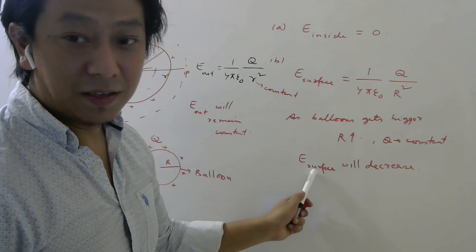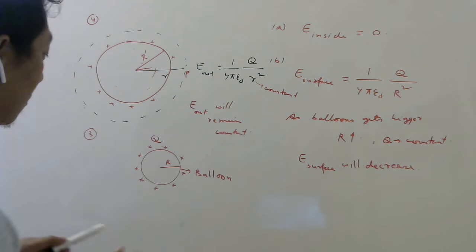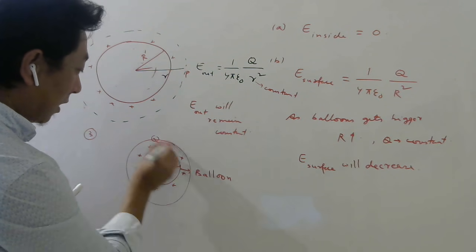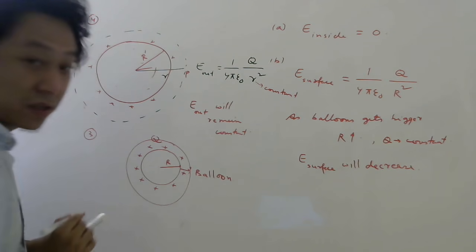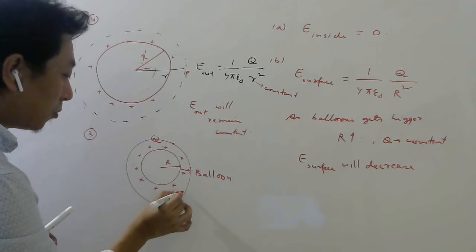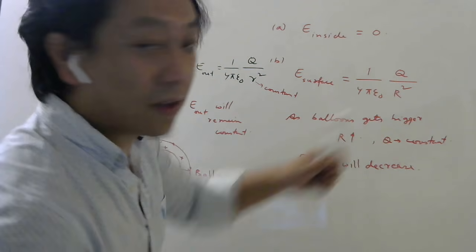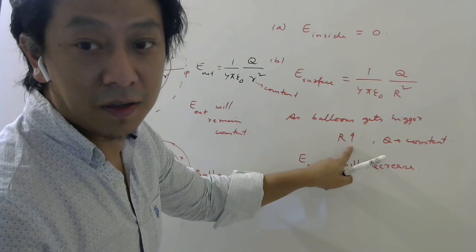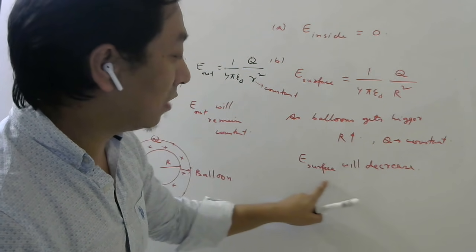On the surface, the electric field will decrease because the radius keeps becoming larger. So on the surface means at this point, and once it becomes bigger, then at this point. Yes or no? Because they said surface, no? This is the surface when the balloon was here. As long as you take the surface, as the balloon becomes bigger, the radius of the balloon will increase. So the electric field on the surface is inversely proportional, na? So the electric field will decrease.